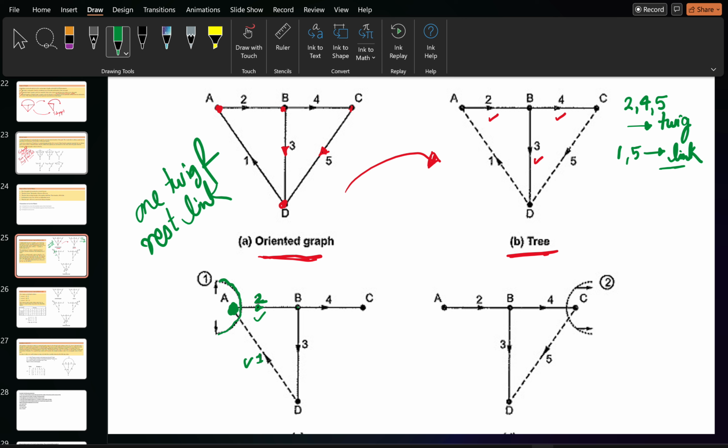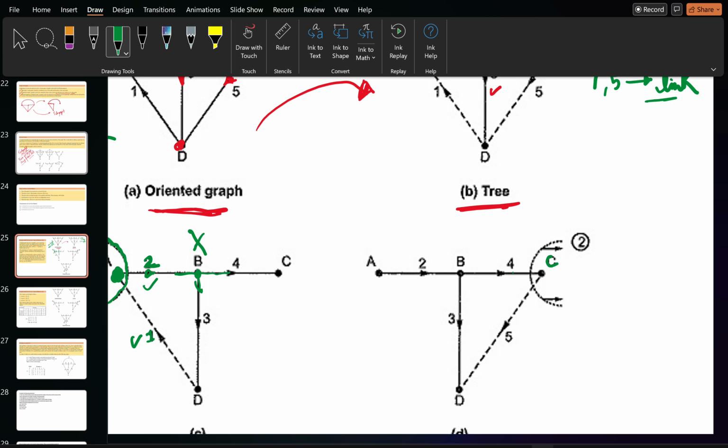But if you see node B here, there are three twigs, one here, two here, three here, but there is no link. Okay, the basic definition is that there should be only one twig. You cannot form a fundamental cut set at node B. But if you see node C, there is one twig and one link. The 5 is the link and the 4 is actually the twig. So you can form the cut set at C.